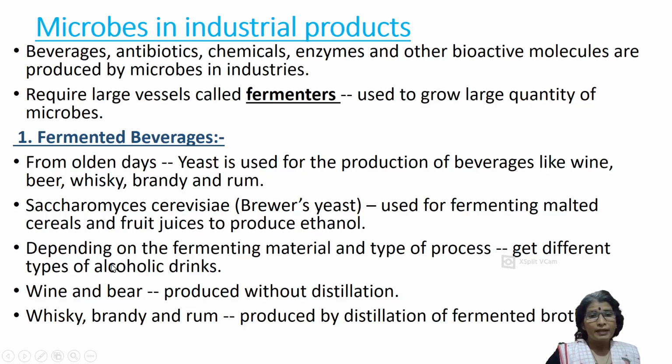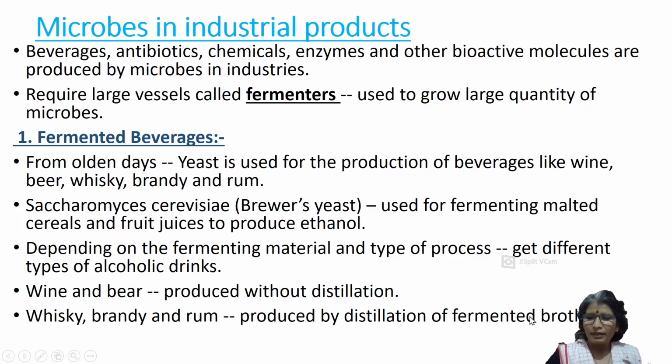Depending on the fermenting material and type of process, we can get different types of alcoholic drinks. Depending on the fermenting material means in the fermentation process, we may use fruit juice, we may use paddy, corn or barley. Type of process: the process may be without distillation or by distillation. Here we will see, generally, wine and beer are produced without distillation. Whiskey, brandy, rum are produced by distillation of fermented broth.